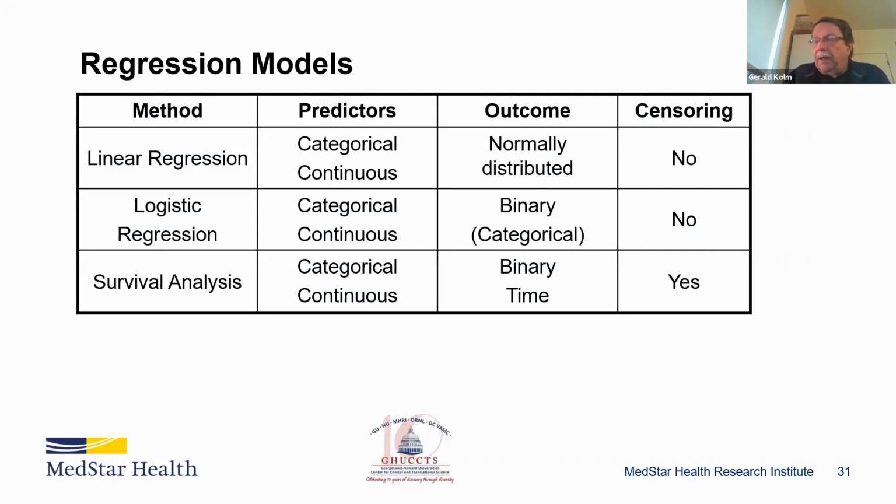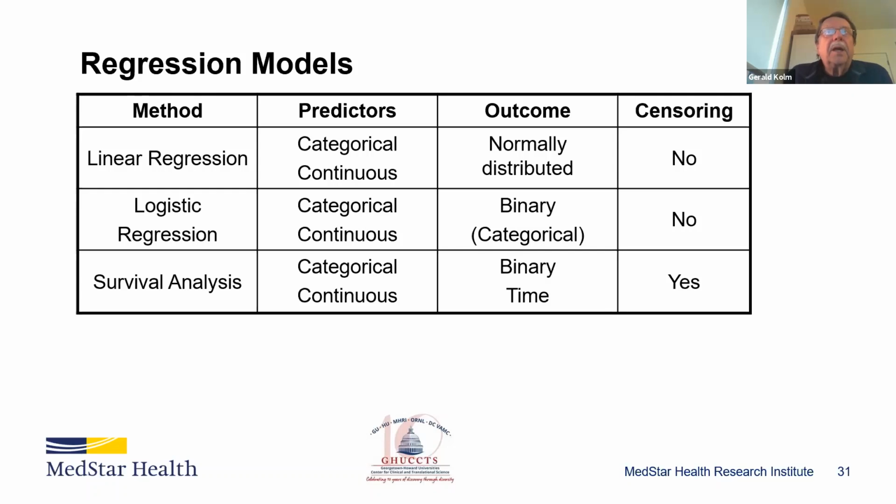Okay, so I want to end up here with summarizing what we've talked about in the last 3 sessions here. We started out with linear regression. The predictors or the covariates in the model can be either categorical or continuous. Our outcome, we assume, is normally distributed, although it doesn't have to be exactly normally distributed. And there's no concept of censoring.